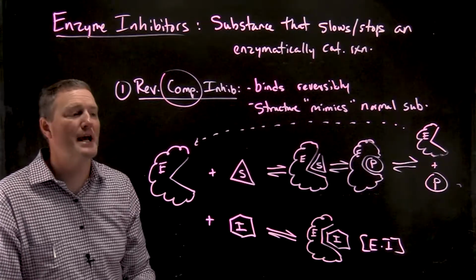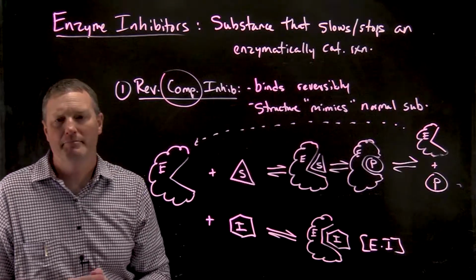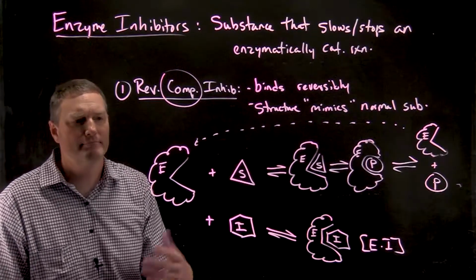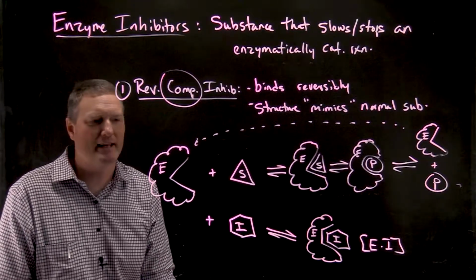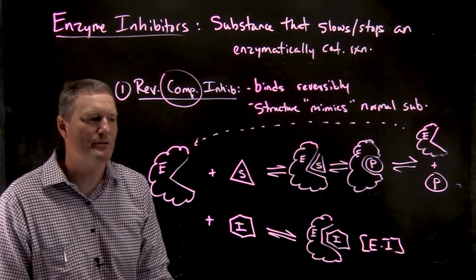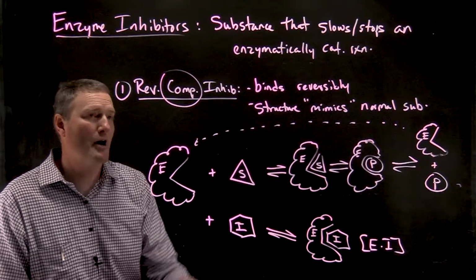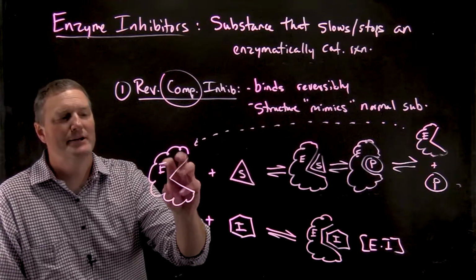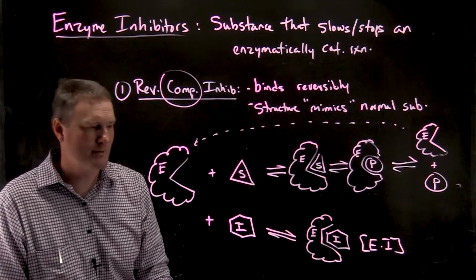So that's the first type of inhibitor. You're going to learn a lot more about this if you ever take pharmacology, but probably close to 50 to 60% of all the various pharmaceuticals that we use, maybe even more than that, are these types of inhibitors. They reversibly bind to the enzyme and outcompete the normal substrate.